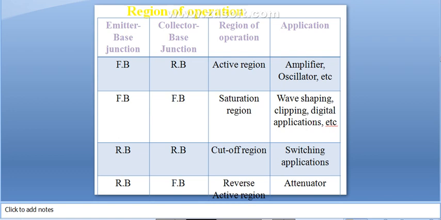So the transistor is used in amplifiers in the active region. It is used in clipping and wave shaping circuits in the saturation region. In the cutoff region, it is used in switching applications. So these are the 4 regions.